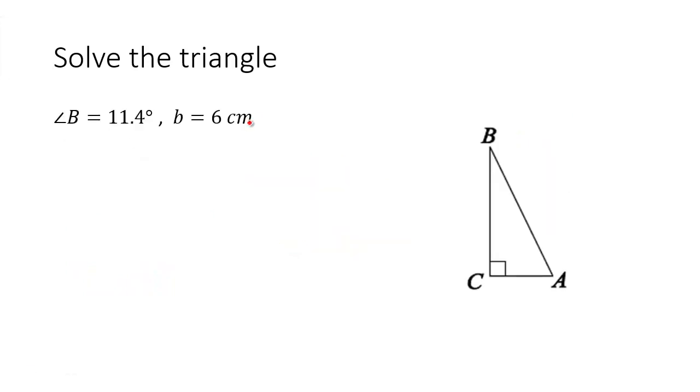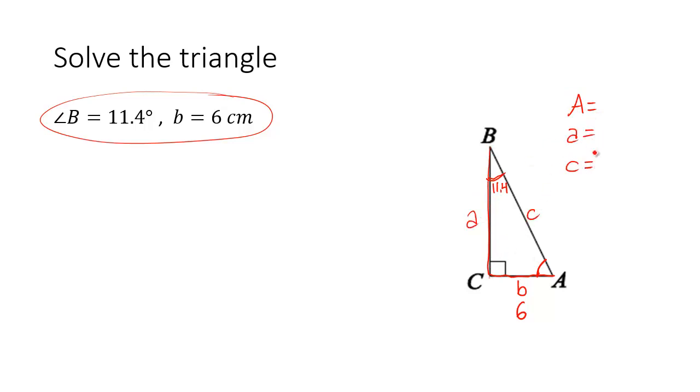What about the following? If they just give you these dimensions, you can label it so that angle B and angle A are not 90. And so angle B is 11.4, and b is whatever is opposite to B. So the side is always opposite to the angle. So b is 6. So we don't know A, and we don't know little a, which is the length a, and we don't know little c, which is the length c.